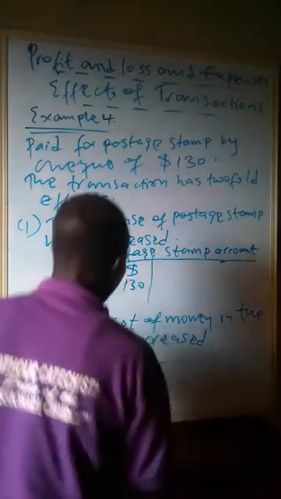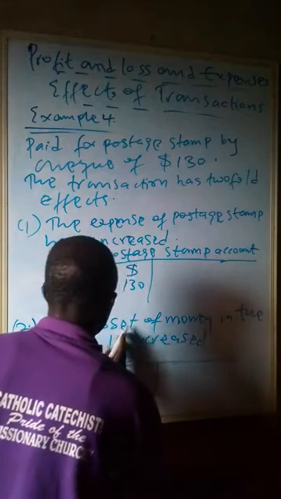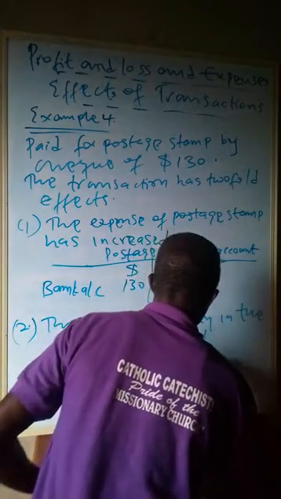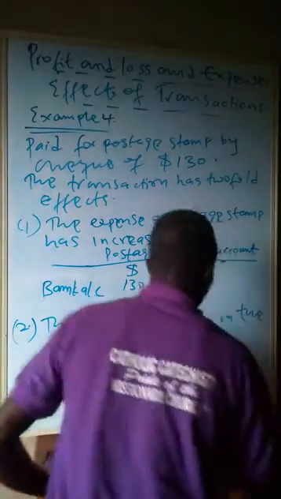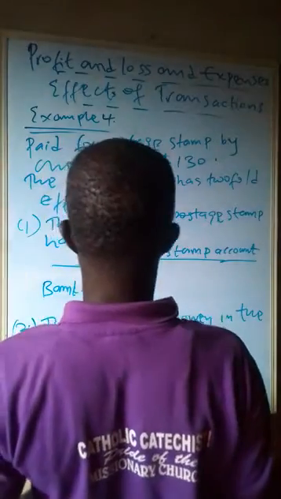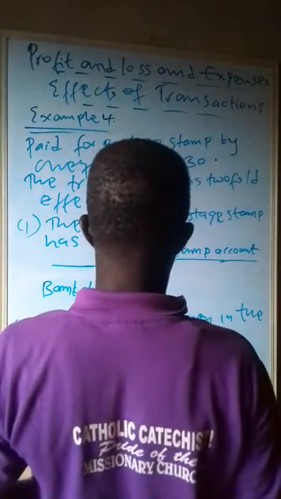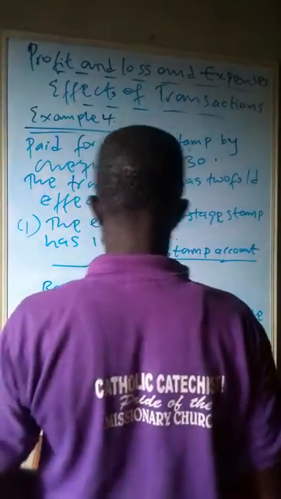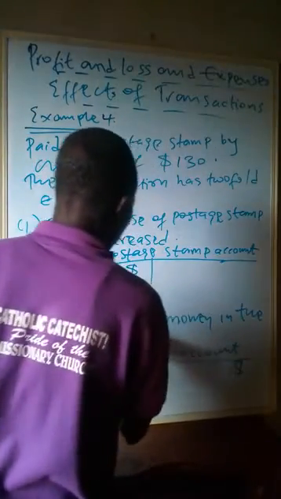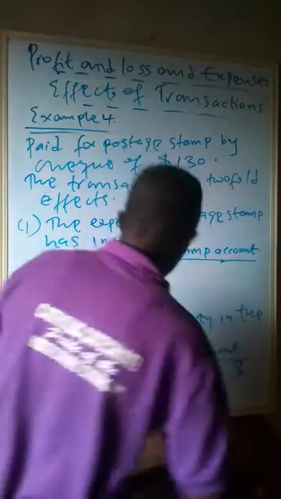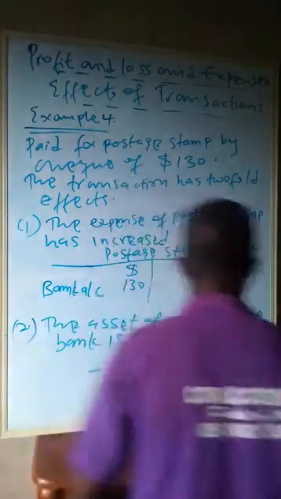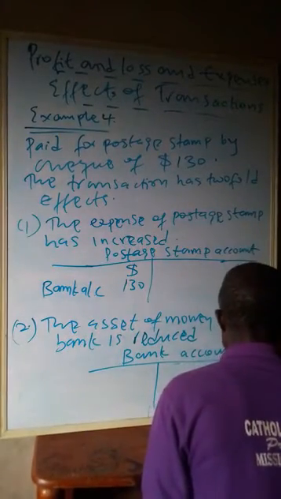When banking, asset of banking, what do you do? Bank account. No, reduce. Sorry, reduced. Because we pay out of the bank, out of the money we have in the bank. It's reduced. What do you do? You credit when assets reduce.